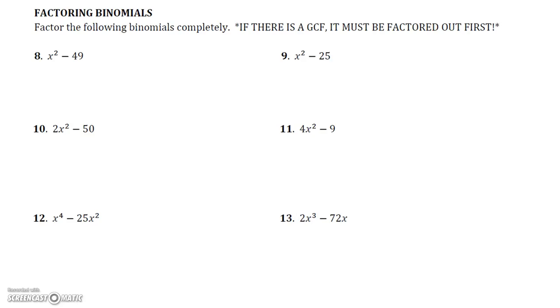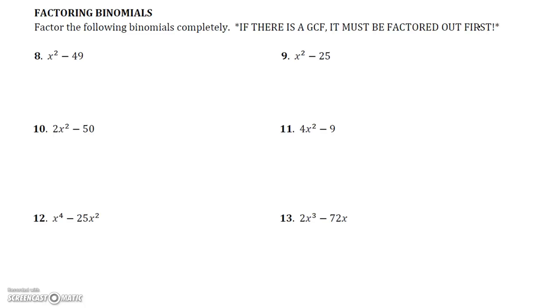The last section of our study guide is on factoring binomials. So it says factor the binomials completely. If there's a GCF, it must be factored out first. I can't stress that enough. Your step 1 is always to look for a GCF. Then you can go on and do your regular stuff. But factoring out the GCF is key every single time.